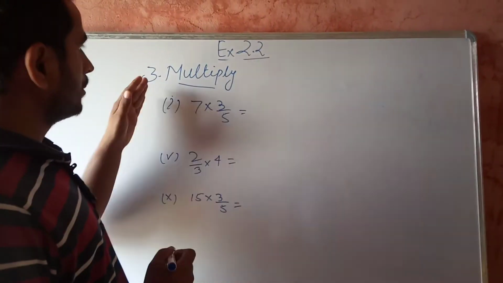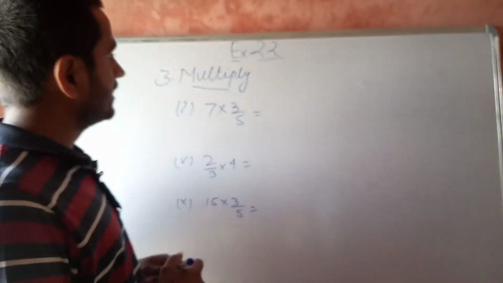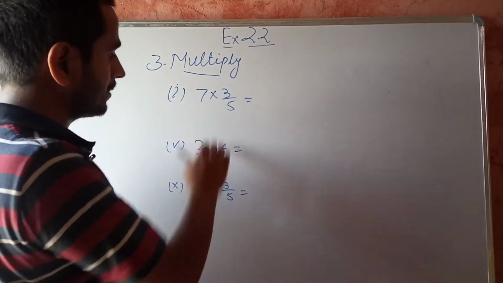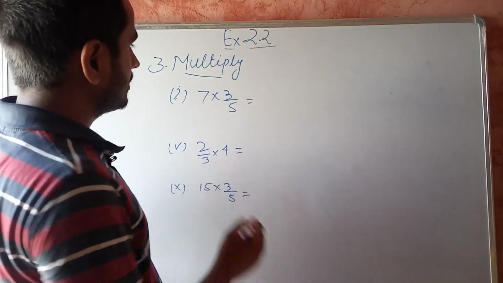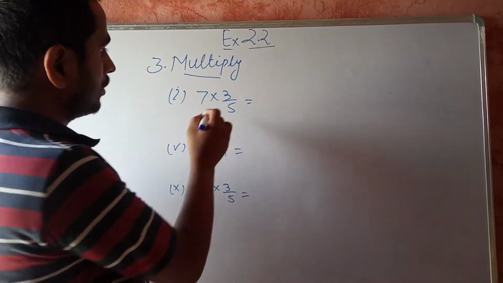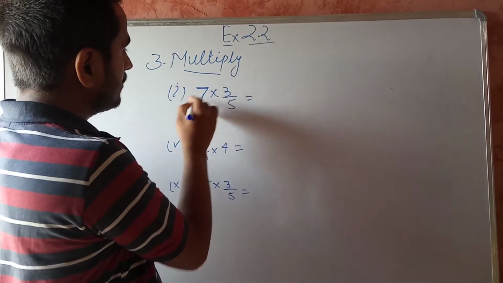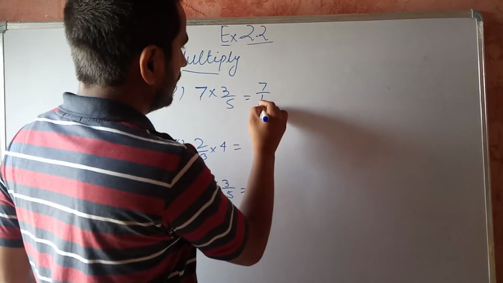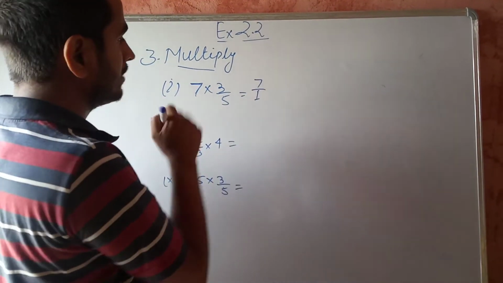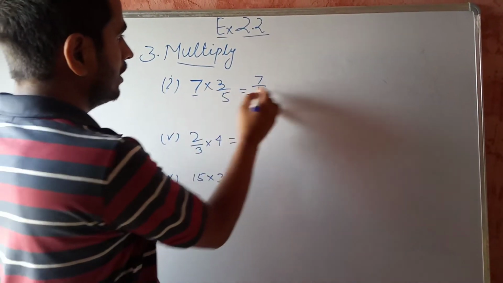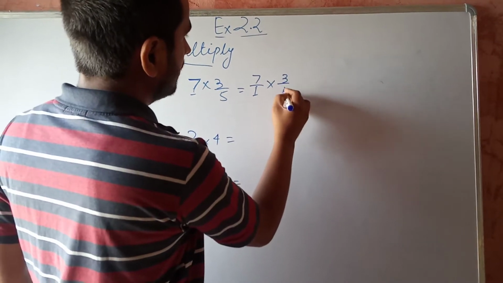Yes. Now coming to question number third. Question number third is saying we have to multiply the given fractions. So see here, to multiply the fractions, this 7 can be written as 7 by 1 because after dividing 7 by 1 we will get again 7. Multiplied by 3 by 5.